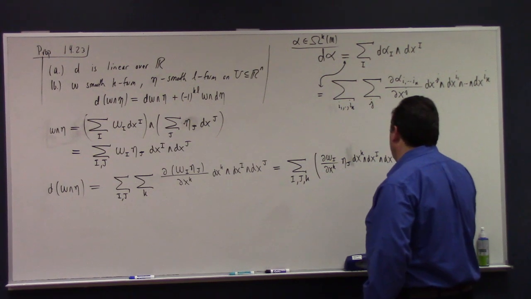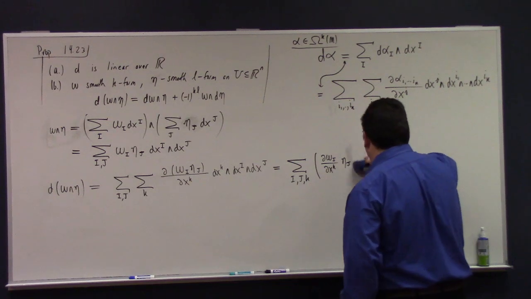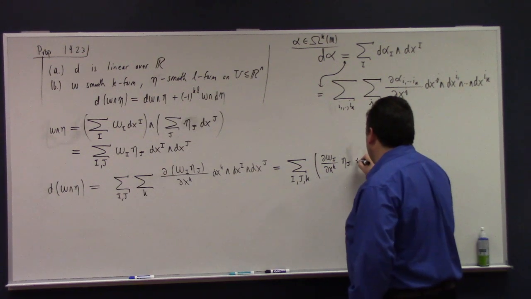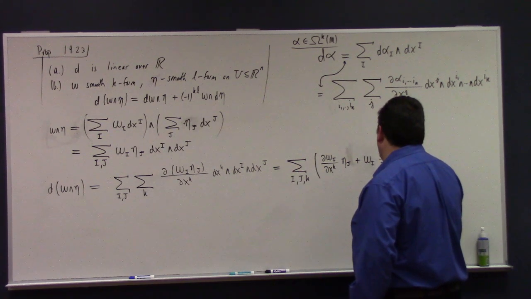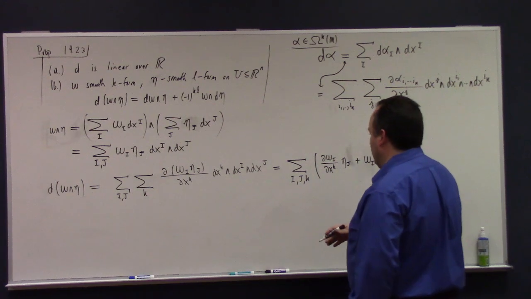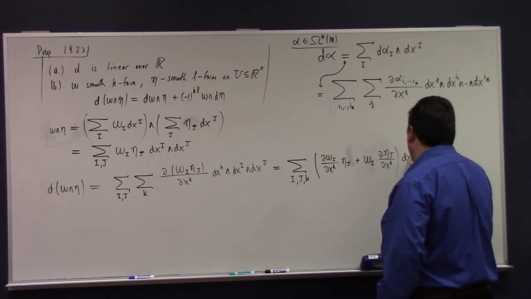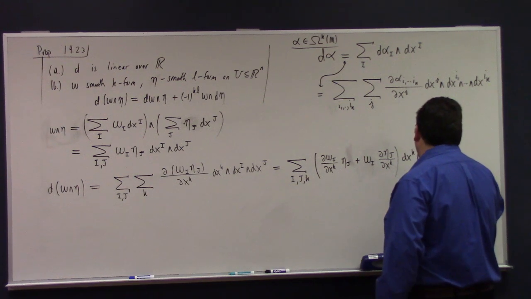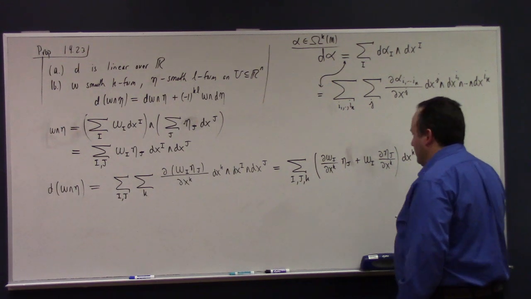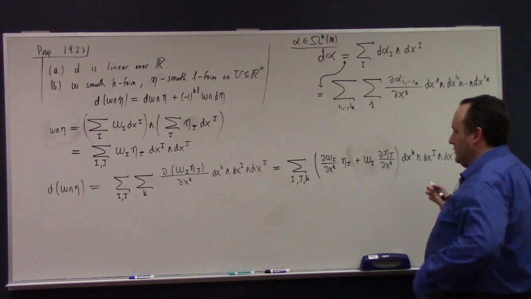Plus omega I, partial eta j, partial xk. All right, so I was trying to just do the product rule. We'll be done here in about 3 minutes if I do my thing right. So then, do you understand what happened here?